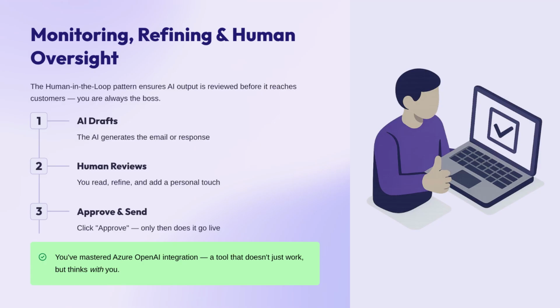Let's break this down together. As builders, we are using AI to do the drafting so we have more time for the connecting. We've looked at the human-like brain, the clear to-do list, the intelligence envelope, the open book test, the soundproof room, and finally, the final check. We've mastered integrating Azure OpenAI. You now know how to build a tool that doesn't just work, but actually thinks with you. Well, that brings us right into our next chapter.